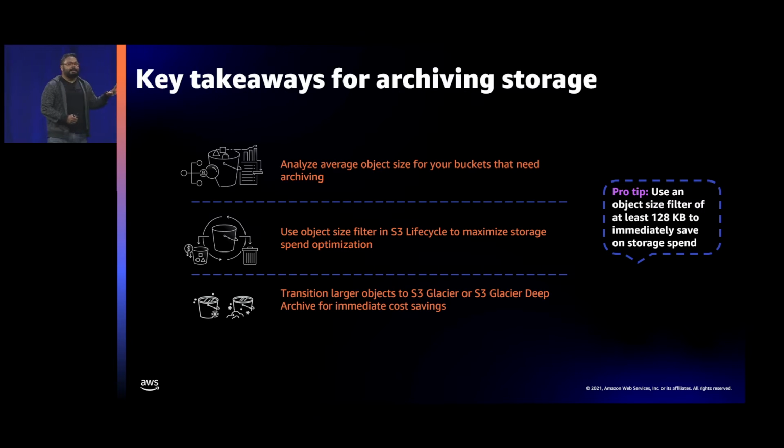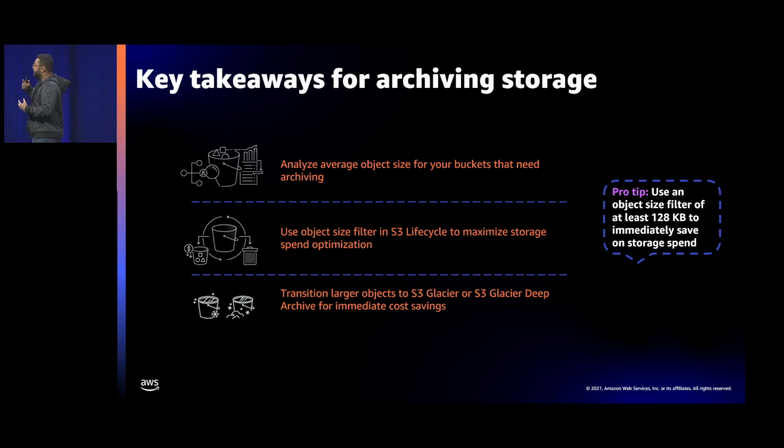I will tell you, if you have objects that are going to Glacier Deep Archive or Glacier Flexible Retrieval, setting up a default of 128 kilobytes as a minimum object size is going to immediately save you money, because objects under that size will just keep racking up the lifecycle transition costs.